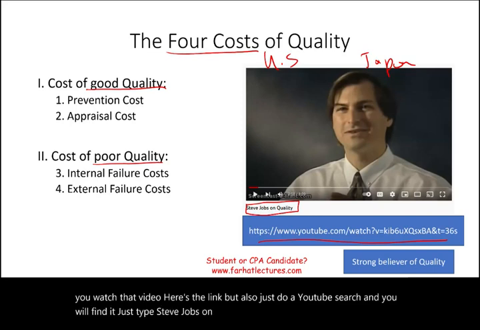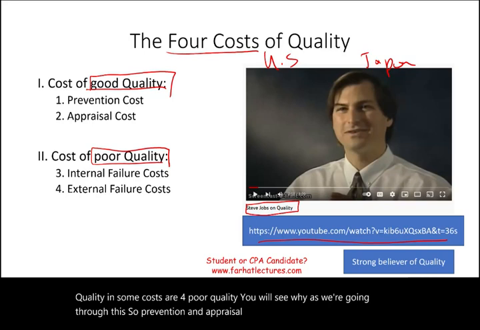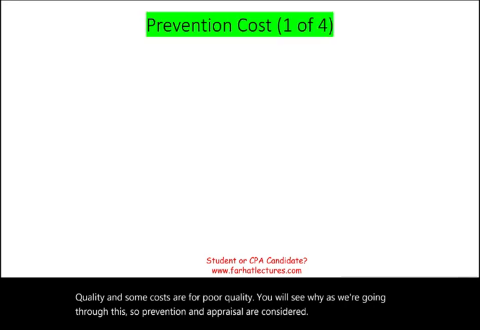So why would we say some costs are good quality and some costs are for poor quality? You will see why as we're going through this. So prevention and appraisal are considered good quality. So what is a prevention cost?